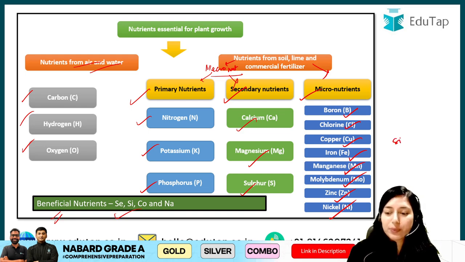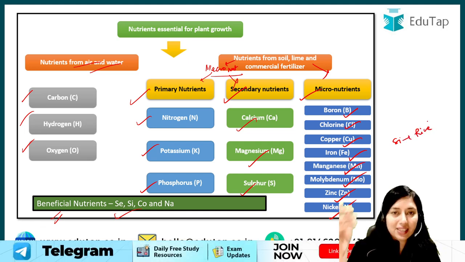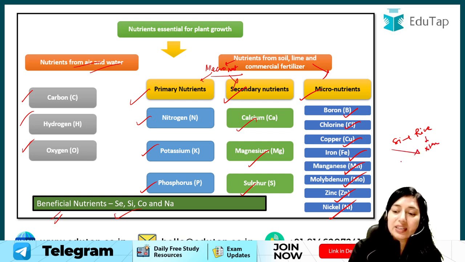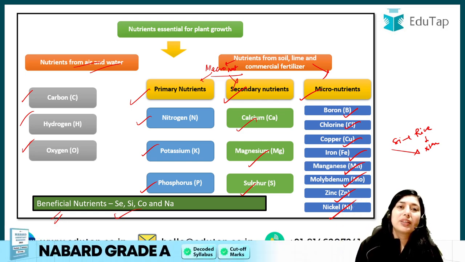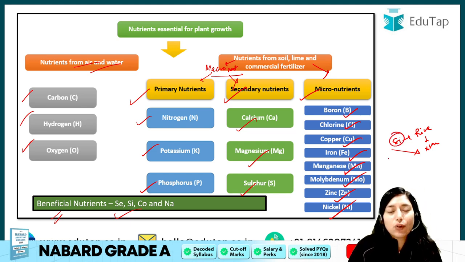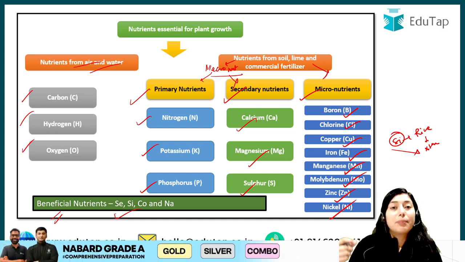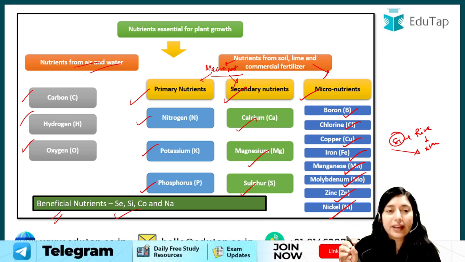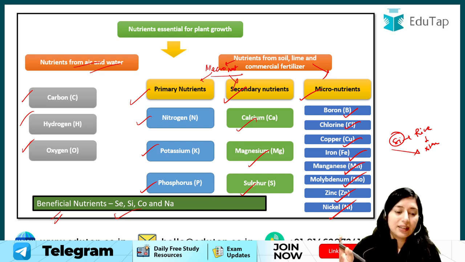If silicon is present in rice, see, we have rice. In the stem of rice, silicon is present to provide sturdiness to the rice stem, right? And it also helps in disease resistance in rice. So this silicon, though it is not directly involved in any kind of metabolism of rice, if it is present, it is providing something to the rice. It is providing sturdiness as well as disease resistance. So hence silicon is a beneficial nutrient that is present in rice.